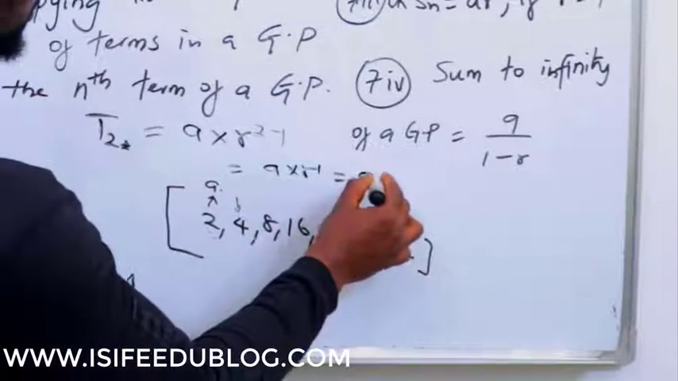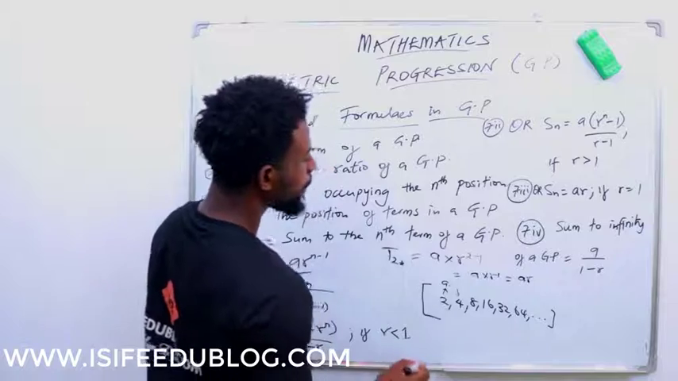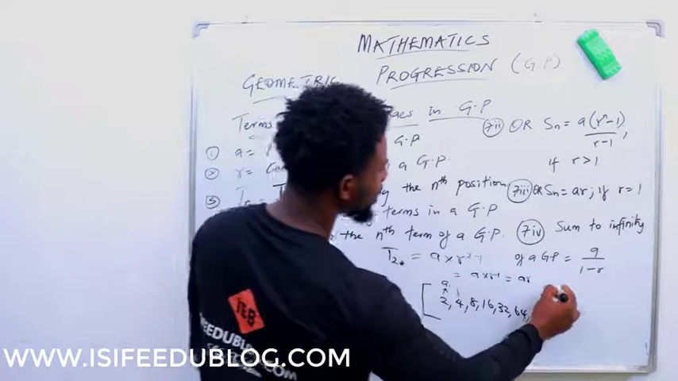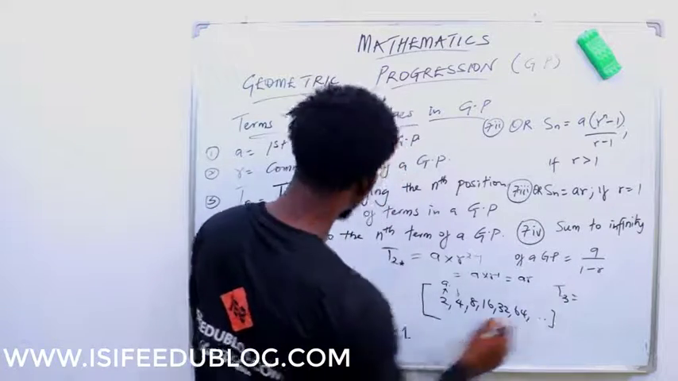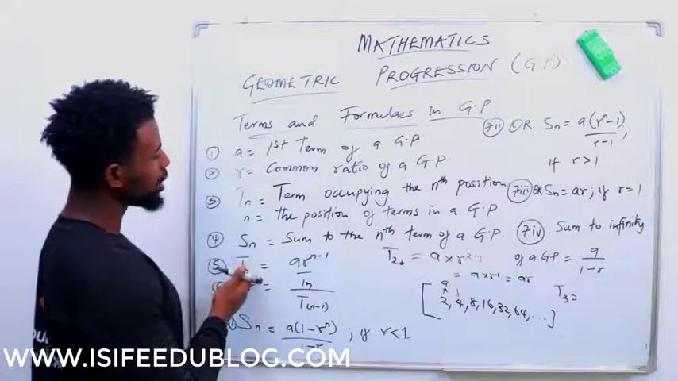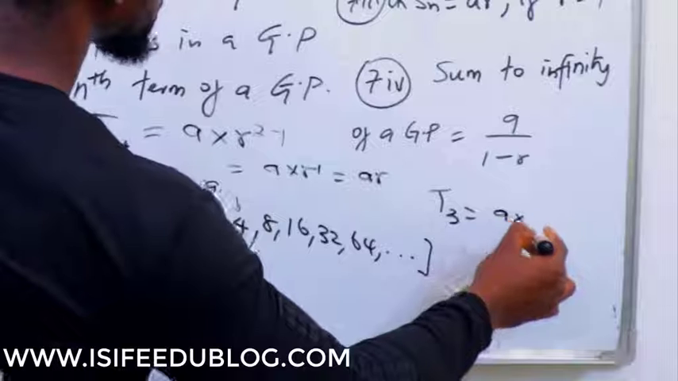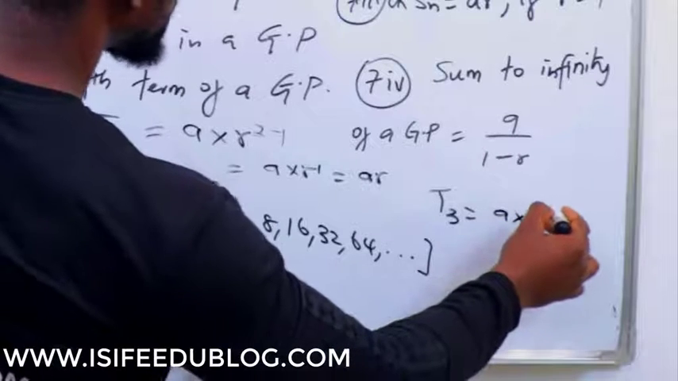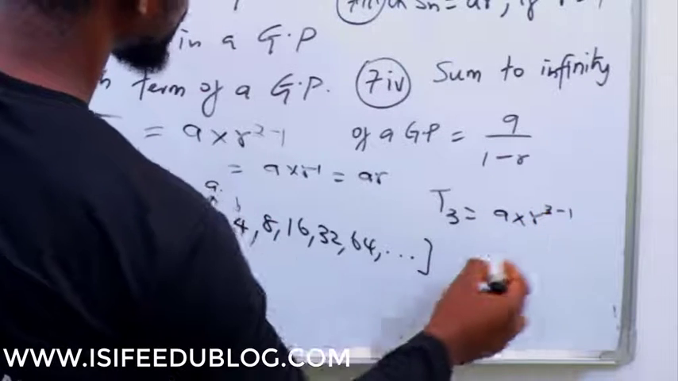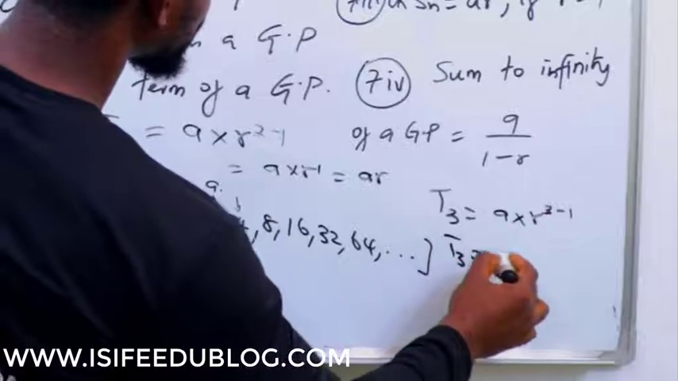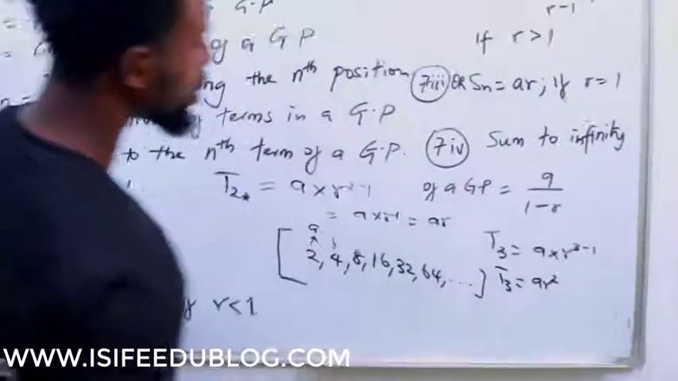So it is AR. Now to find T3, the term occupying the third position, from this formula, it tells us that it is our first term, the first term of the GP, times the common ratio raised to the power of that position minus 1. So T3 is equal to AR raised to the power 2.